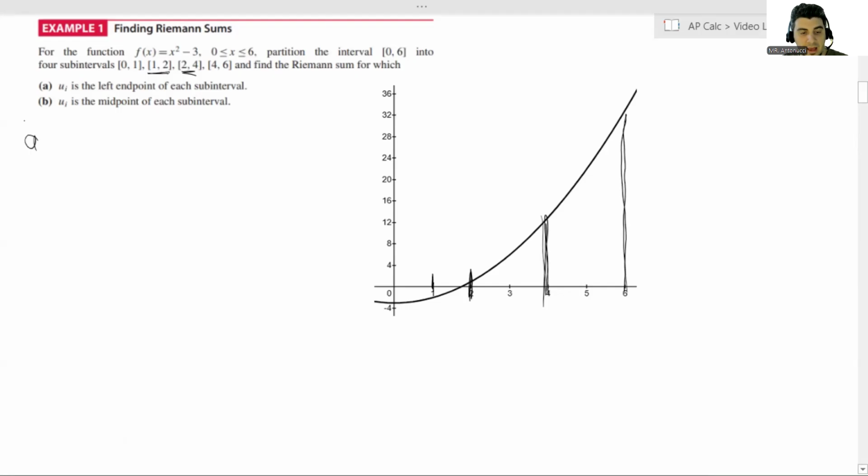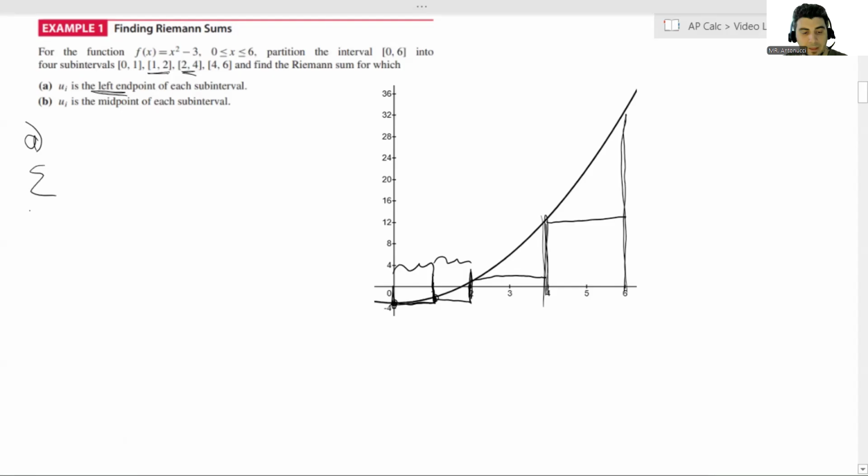Now, for part A, I'm going to use the left endpoint of each subinterval. The first subinterval goes from 0 to 1. I'm going to use the left endpoint, so it's actually a rectangle below the graph. The next subinterval goes from 1 to 2, and the function value is still below the graph here, so it's that rectangle. Then I go from 2 to 4, the left endpoint is right here, and then from 4 to 6, the left endpoint is right there.